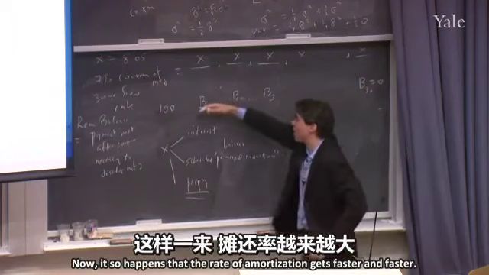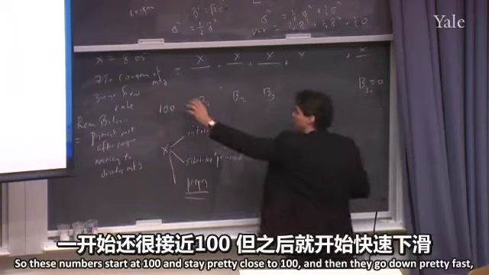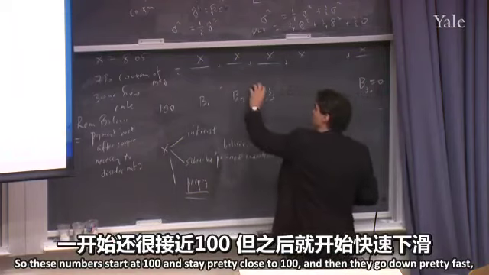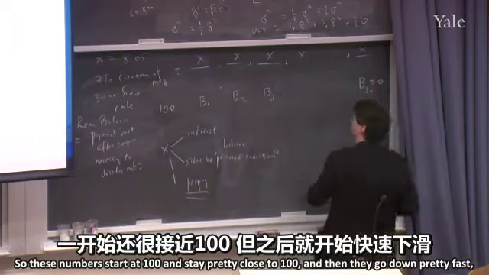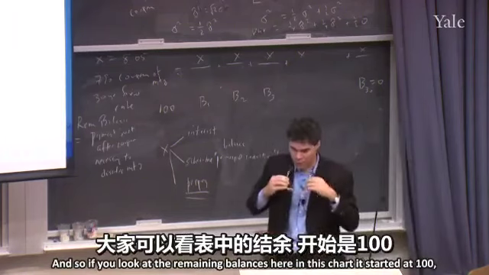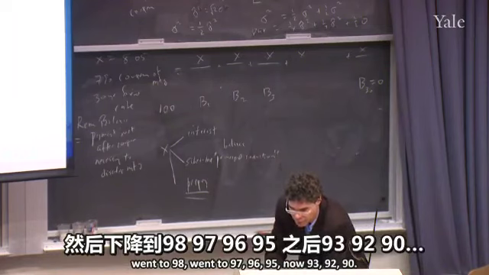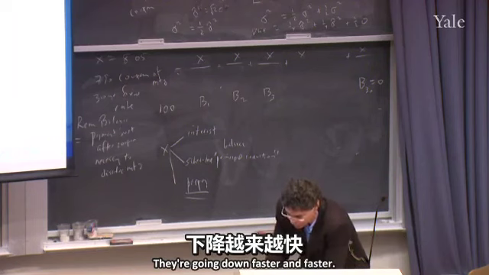Now, it so happens that the rate of amortization gets bigger faster and faster. So these numbers start at 100 and stay pretty close to 100, and then they go down pretty fast, which is his point. And that's absolutely right. If you look at the remaining balances in this chart, it started at 100, went to 98, 97, 96, 95, now 93, 92, 90. They're going down faster and faster.